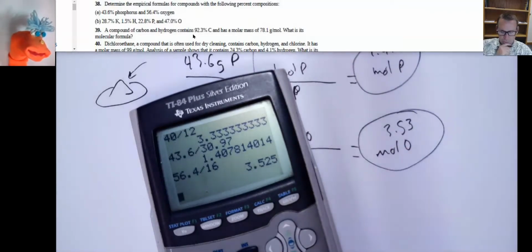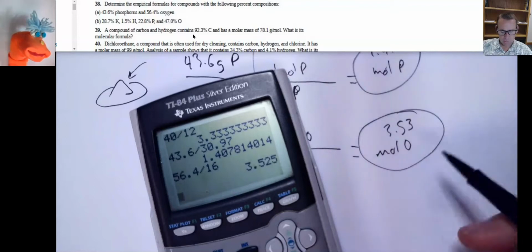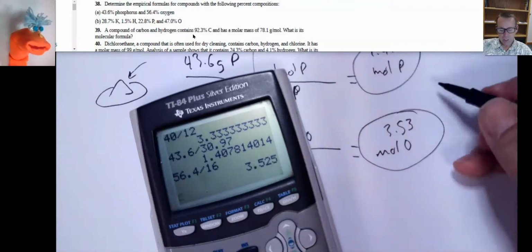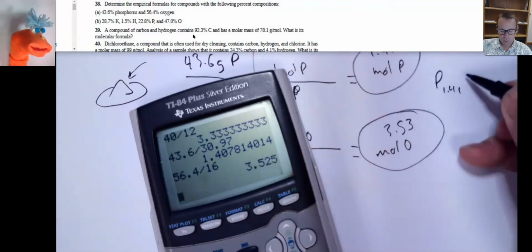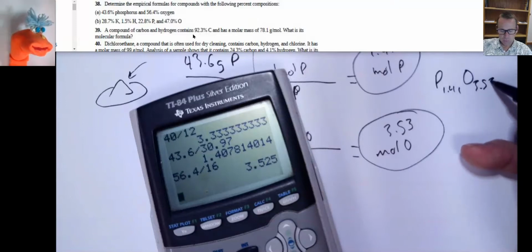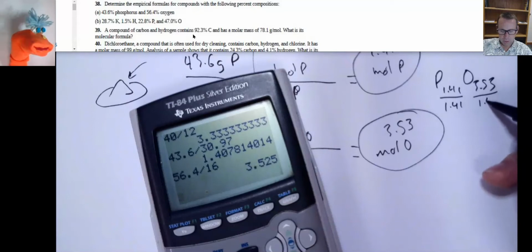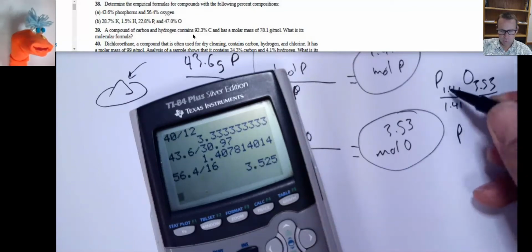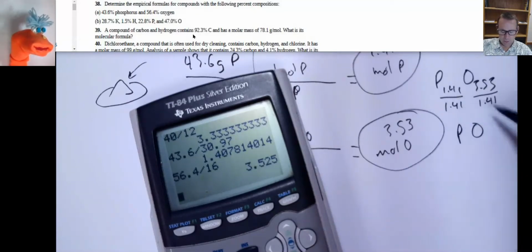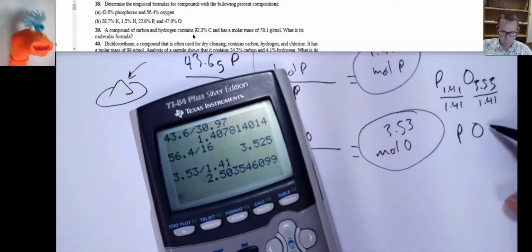3.53 moles of oxygen. Sorry, did I say phosphorus? Yeah, 3.53 moles of oxygen. So P 1.41, O 3.53. Divide by 1.41. Dividing by the smallest forces one of them to 1, right? And that helps us simplify. 3.53 divided by 1.41 is 2.50.